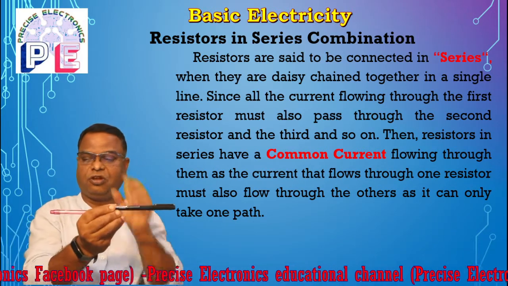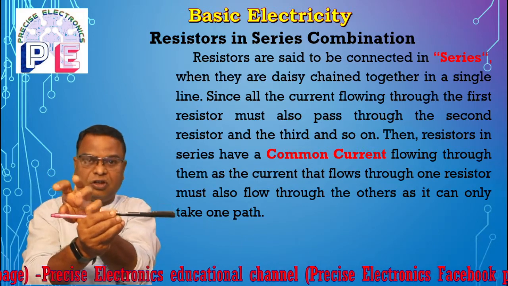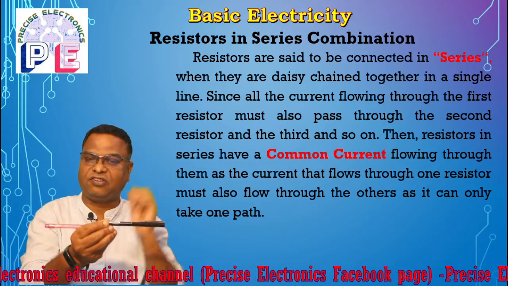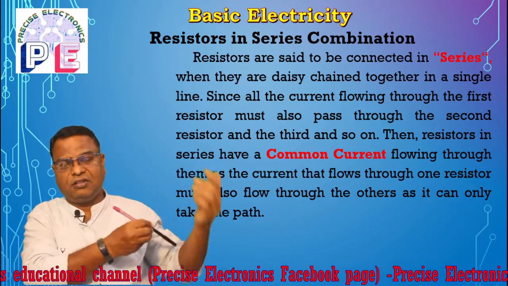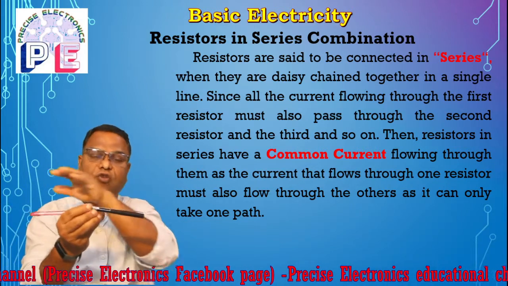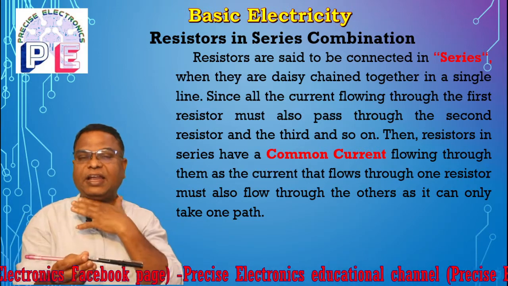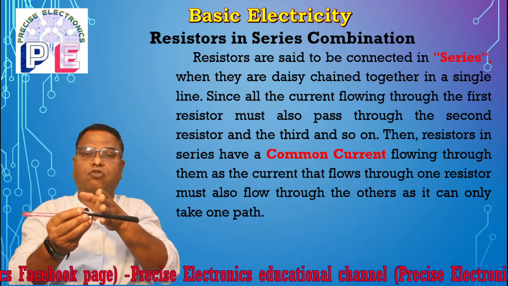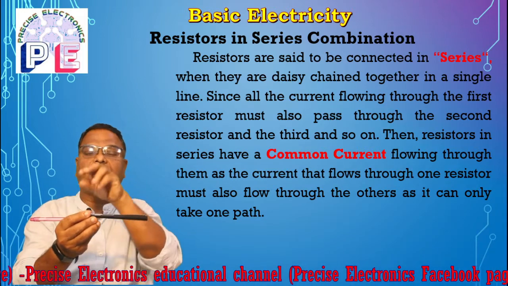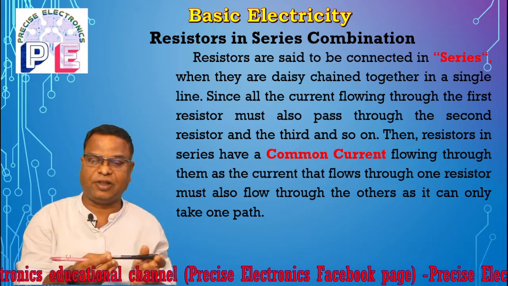Friends, in series combination, the current flowing through resistors is the same. That means the amount of current flowing through the first resistor is the same as the amount of current flowing through the second resistor. And suppose there are three resistors, first resistor, second resistor and one more resistor, then the current flowing through all these resistors is the same. That means we can conclude that in series combination, a common current flows through all resistors, and that current gets only a single path. There is only a single path, and through that path the current conduction takes place.